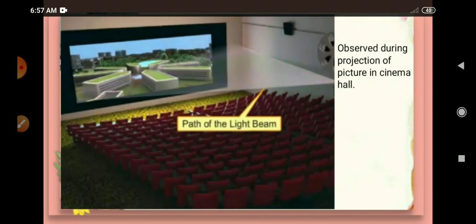Did you notice in the cinema hall during the projection of a picture, you can view the path of the light, and that is actually due to the scattering of light by the dust particles present in the air. That means the dust particles in the air act as colloidal particles and scatter the light. Because of this only we are able to view the path of the light.